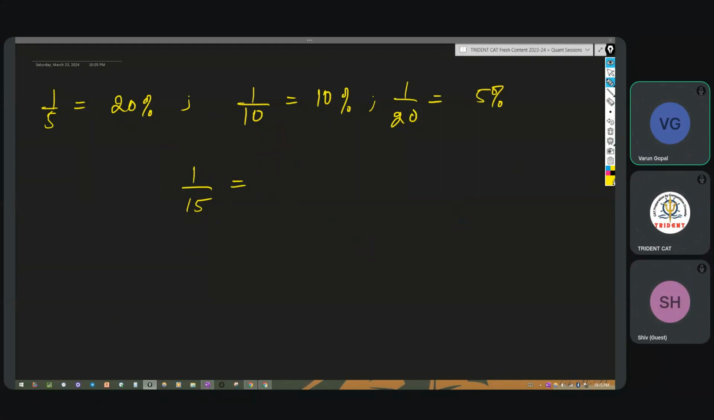Okay, observe. Calculator and all is there, but observe. 6.66. Can I not just multiply 1 upon 3 to this 1 upon 5, make it a 1 by 15? In which case, I will have to divide 20 by 3. Make sense? Yes, sir. 20 by 3, can you tell me roughly what it should translate to? 6.6666 or 6.67 I can write?